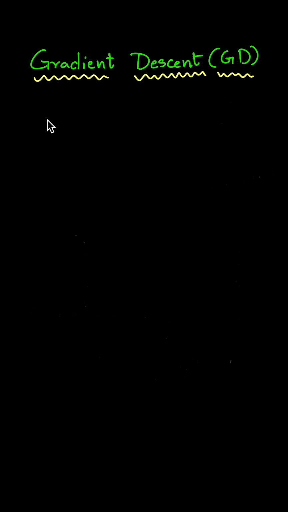Hello everyone. Gradient descent is an optimizer algorithm used to adjust the parameters. In case of linear regression, our parameters are the theta values.